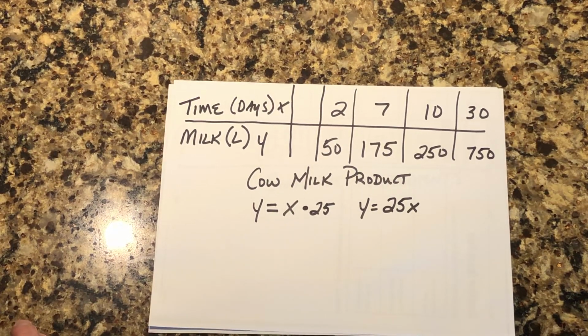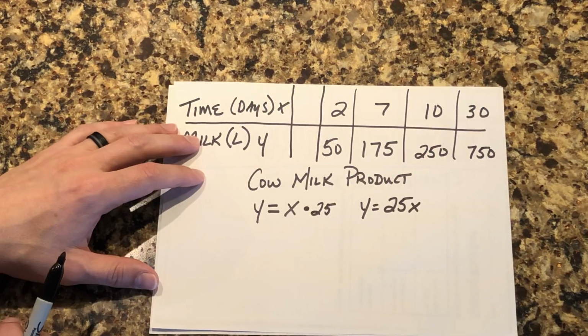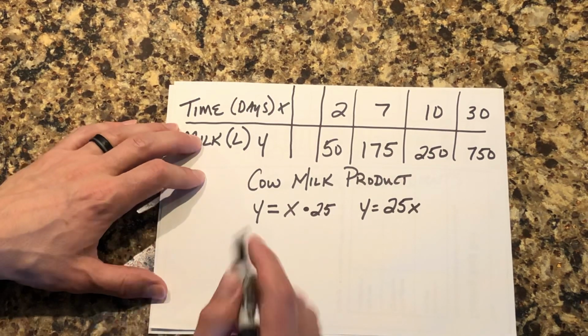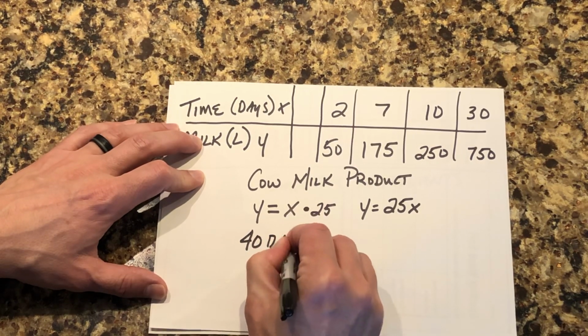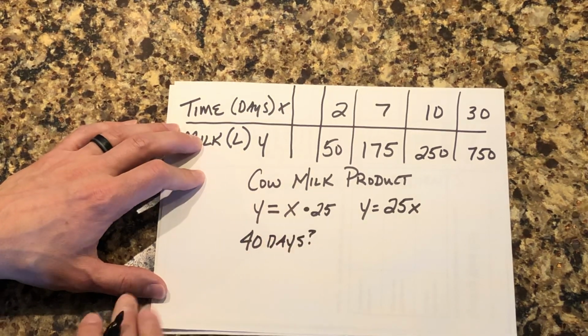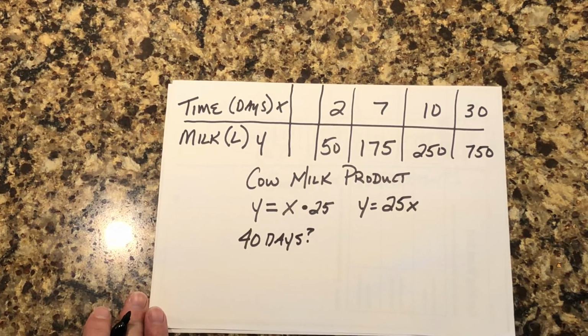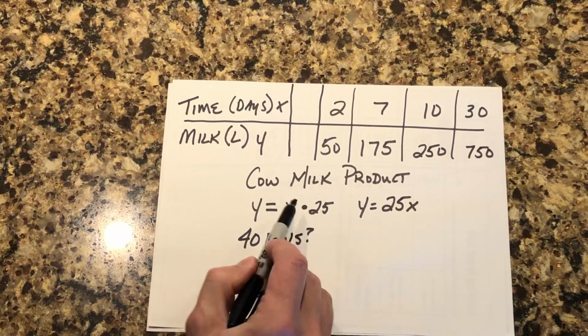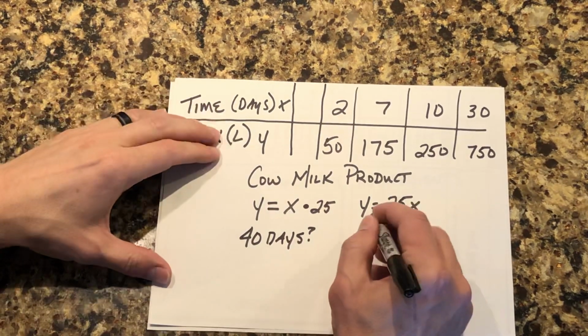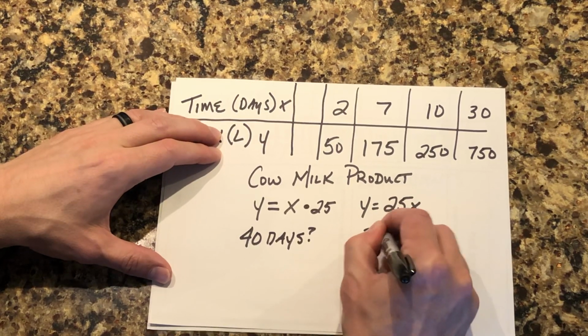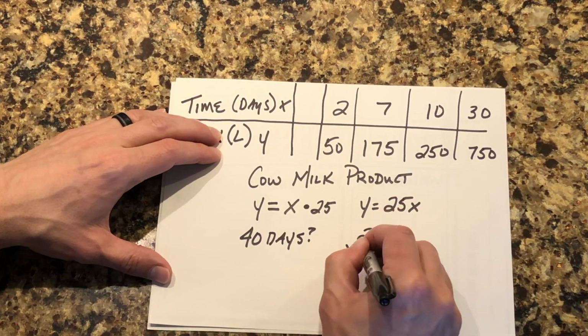So again, solving problems within this. Let's say that we have 30 days here. So let's say that we jump up to 40 days. So how much milk can one cow produce in 40 days according to this chart? So I put my number into the equation. So remember, days is represented by letter X. So what I'm going to do is take 25 times 40.